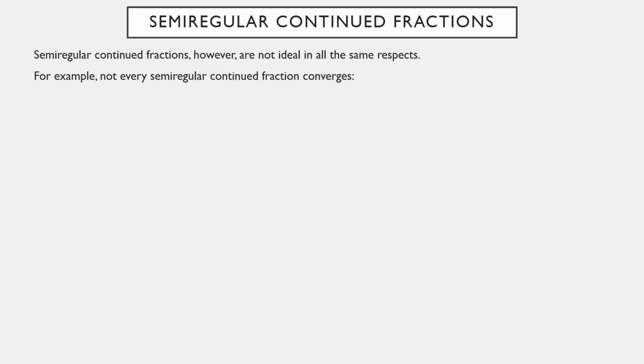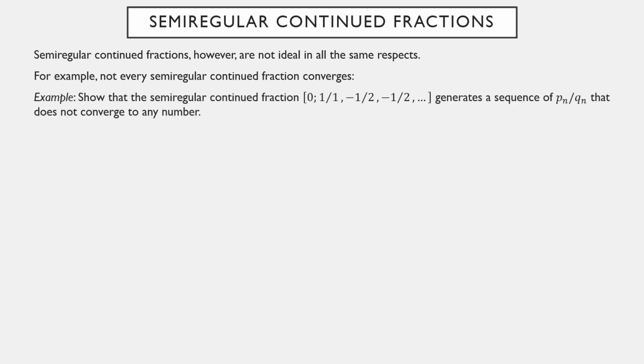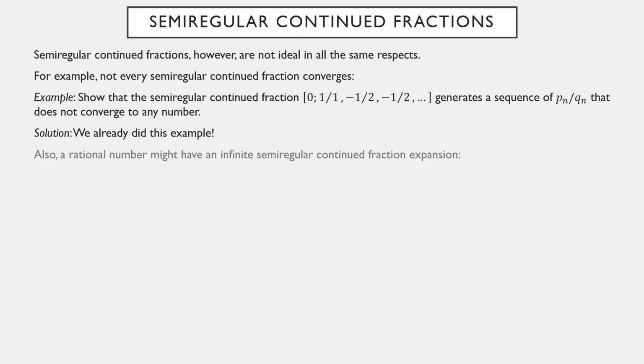For example, you can have a semi-regular continued fraction that doesn't converge at all. Show that the semi-regular continued fraction 0, 1 over 1, and then minus 1 over 2, minus 1 over 2, and so forth, generates a sequence of P_n over Q_n that don't converge at all. We actually already did this. We showed that P_n over Q_n is exactly equal to n, and as n goes to infinity, that's not converging.